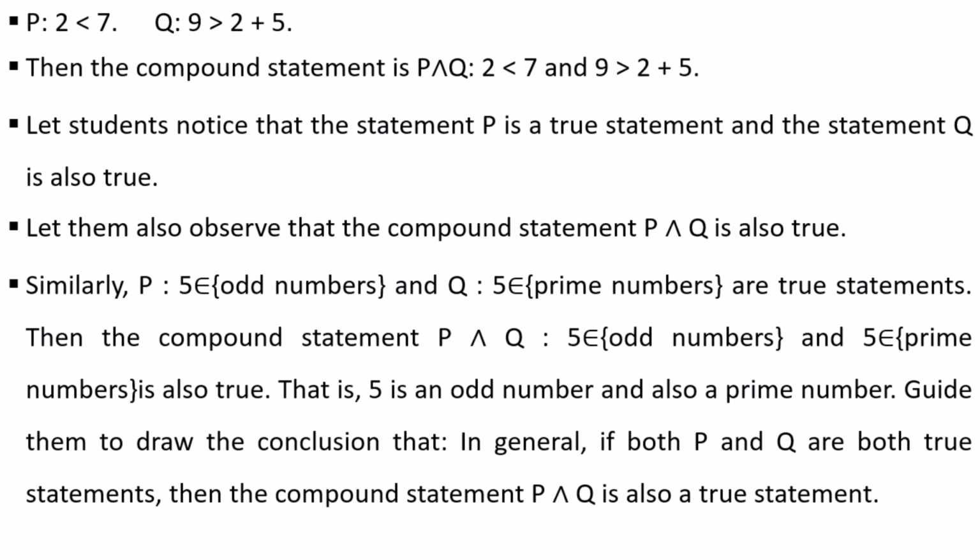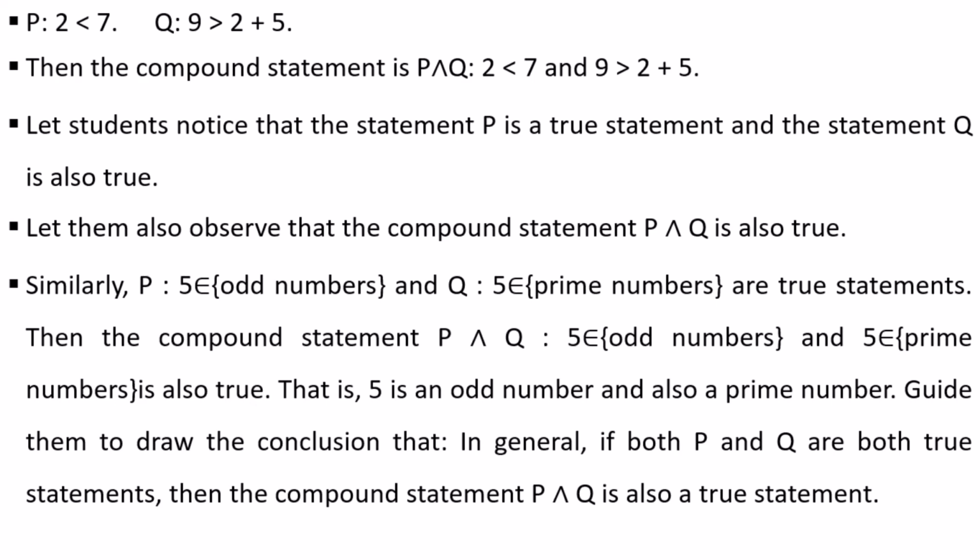Again, we have another one. P: 2 is less than 9. Q: 9 is less than 2 plus 7. So the compound statement is written as P and Q: 2 is less than 7 and 9 is greater than 2 plus 5. You can also let our students know that the statement P is a true statement and the statement Q is also true. Let them also observe that the compound statement P and Q is also true.